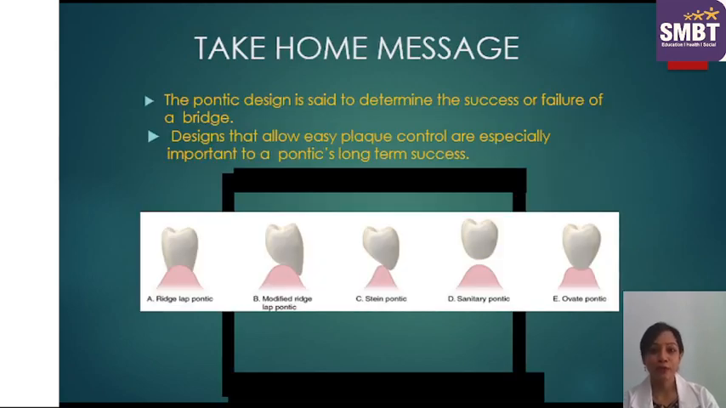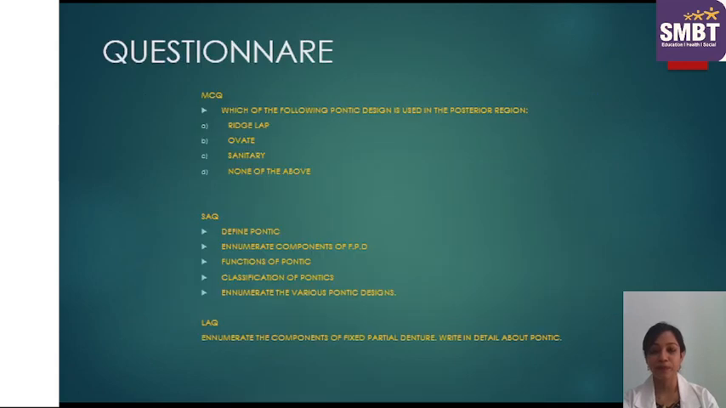So coming to the end of the topic, the take-home message here is that the design of the Pontic plays a very important role in the prognosis of the entire prosthesis. And how well this design allows us to maintain hygiene or plaque control determines the success or the longevity of the prosthesis. And so it is very important that we know the different designs, their applications, their significance, and accordingly choose the right Pontic design for the clinical situation that we are in.